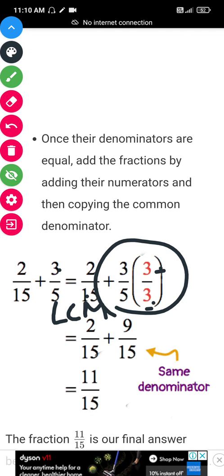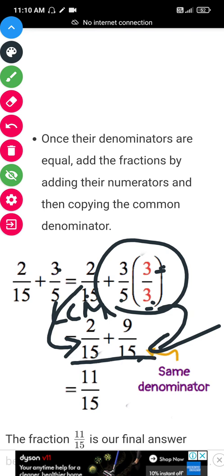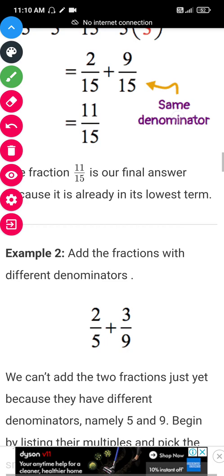So 2 by 15 remains like that, but 3 by 5 changes to 9 by 15, because when you multiply 5 with 3, it becomes 15, and in the same way you have to multiply 3 also with 3. So it becomes 9 by 15. Now they have the same denominator. Since they have the same denominator, you can add the numerators. When we add the numerators, we get 11 by 15. So this is how you add fractions which have different denominators.